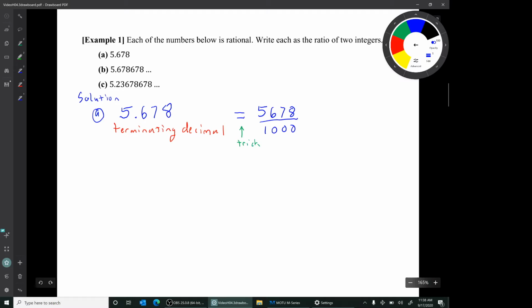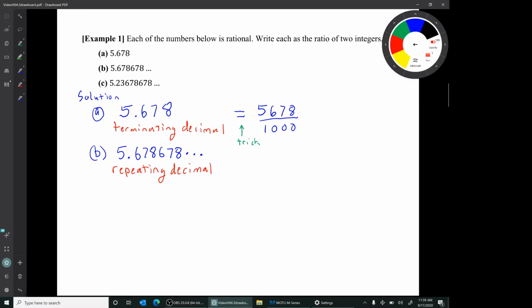Okay, let's go on to question B. Now this number is a repeating decimal. Now there's a little bit more subtle trick in this problem. Really, two tricks. The first trick is to introduce a letter that represents this number. So that doesn't seem terribly profound, but the next step is a trick.